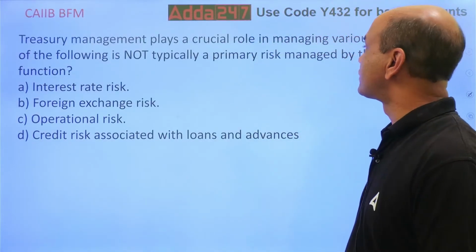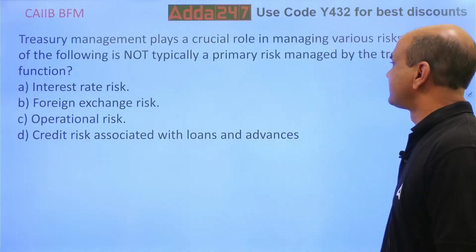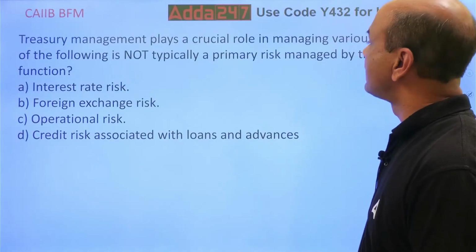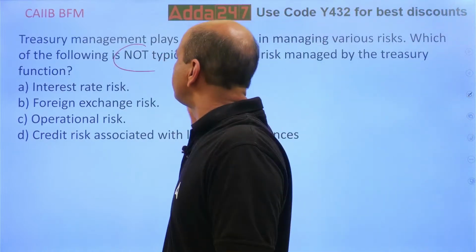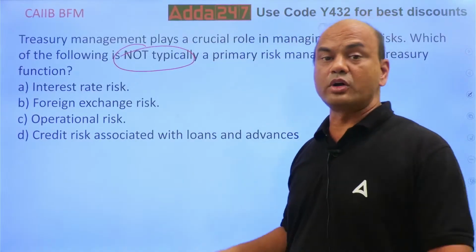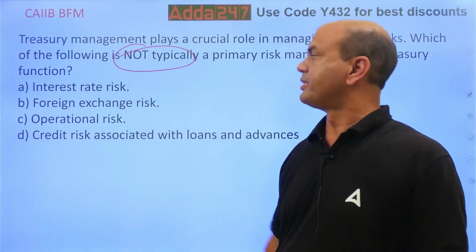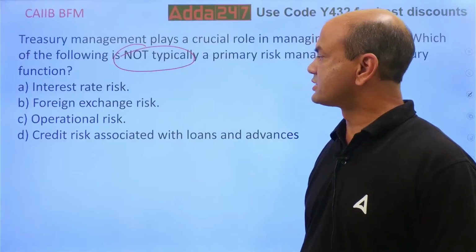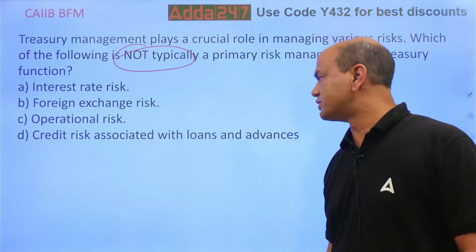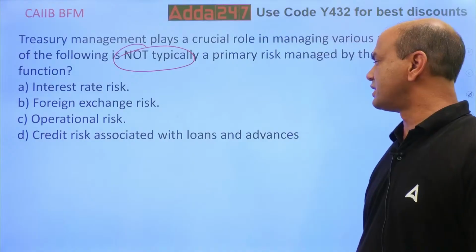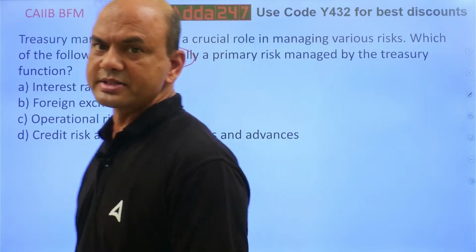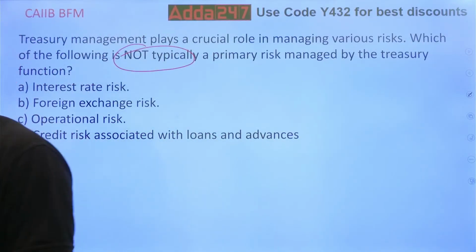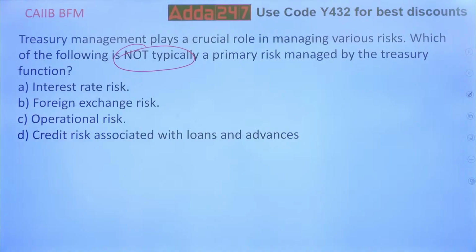Treasury management plays a crucial role in managing various risks. Which of the following is not typically the primary risk managed by the treasury? So, treasury manages all the risks, but which is not managed by treasury? Interest rate risk, foreign exchange risk, operational risk, credit risk associated with loans and advances. What is not managed by treasury? Think of it. What is not managed by treasury?